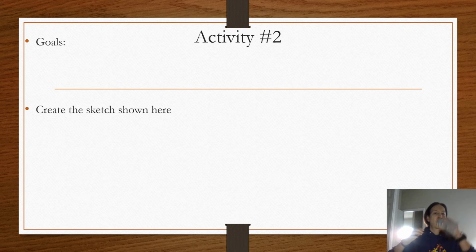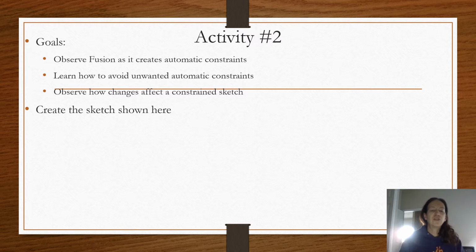Activity 2. What are the goals of activity 2? Observe Fusion as it creates the automatic constraints. If you are intentional enough and you're slow enough, you can actually observe Fusion as it's putting the constraints on the sketch. And so you can avoid them if you don't want them.